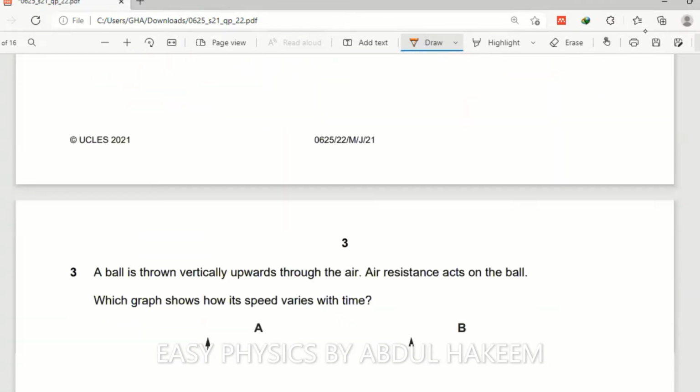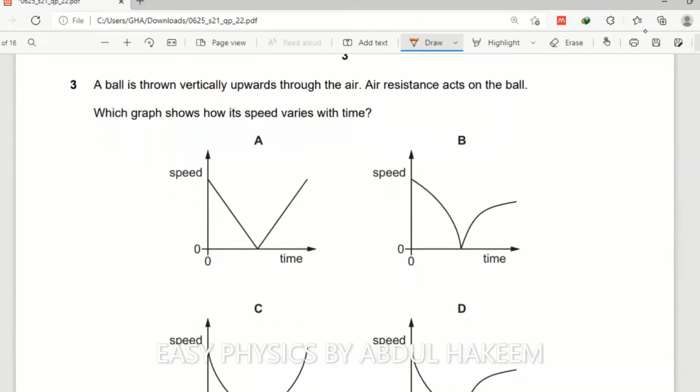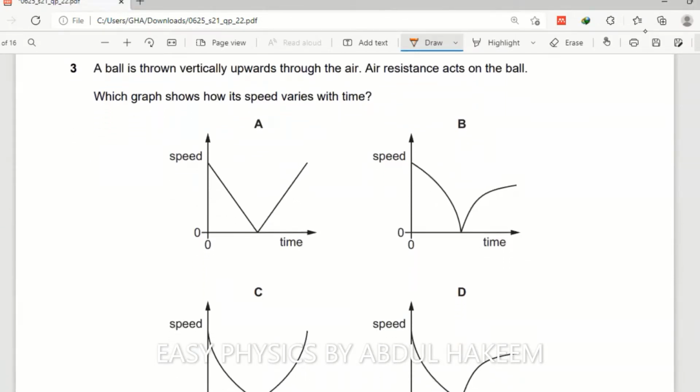Then move to question number 3. A ball is thrown vertically upward through air. Air resistance acts on the ball. Yes, we have to consider the air resistance. So the falling object will experience air resistance. Due to air resistance, the resultant force will decrease, and acceleration will decrease when it is falling down.